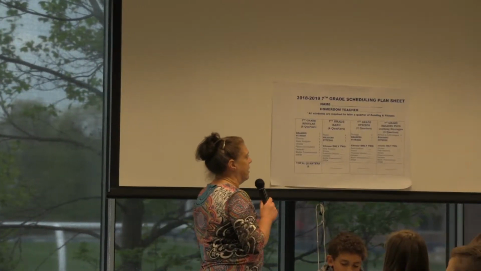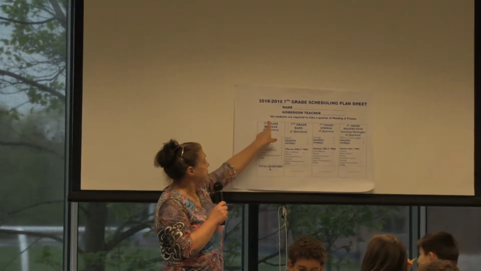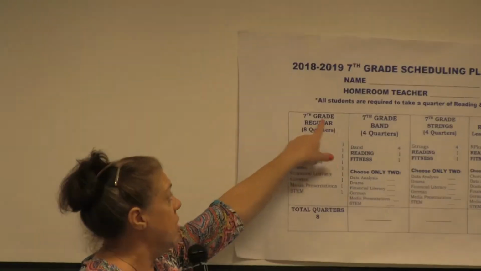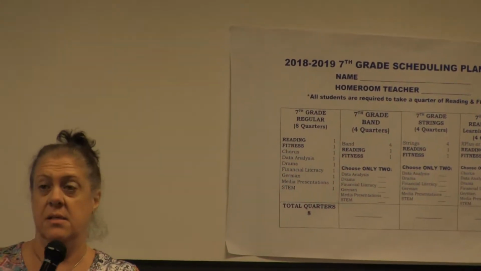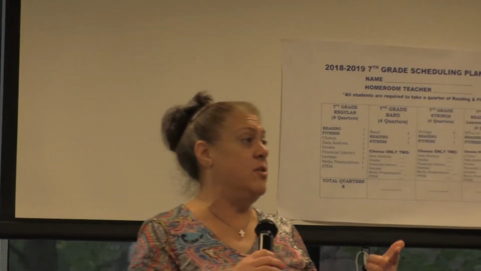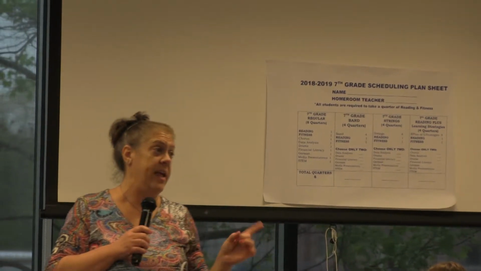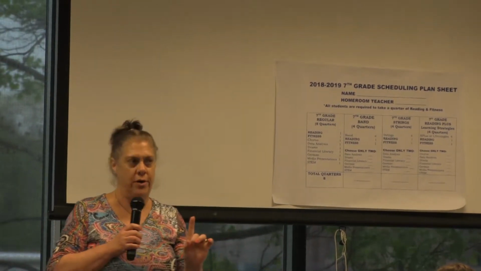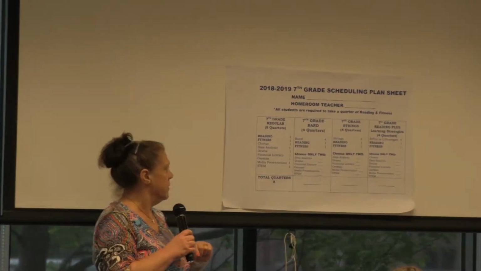Okay, so let's take a look at our different options here on your grid sheets. I want you to pay attention right beneath your homeroom teacher. All students are required to take a quarter of reading and fitness. So just like this year in 6th grade, everybody had a reading class, and you had to take 1/4 of fitness 6, and that was half a quarter of health and half a quarter of PE. So same thing for 7th graders next year.